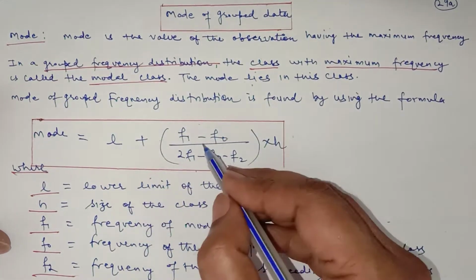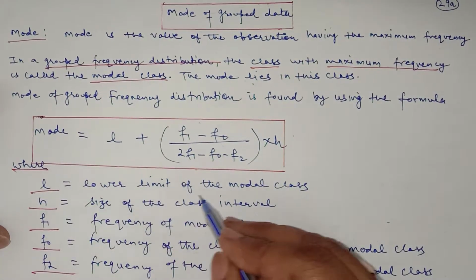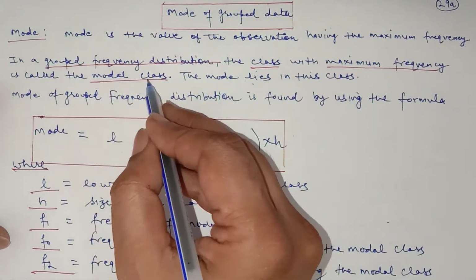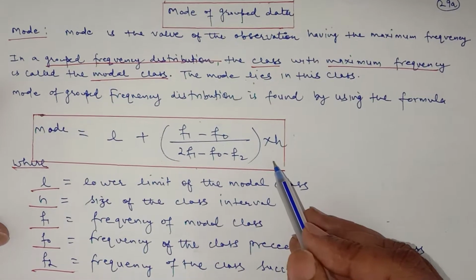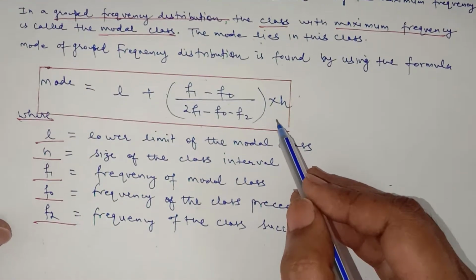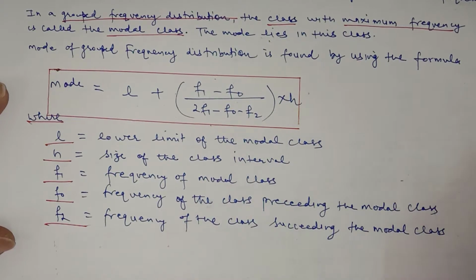Now what are these F1, F0, F2, L and h? L is the lower limit of the modal class which we have discussed. Modal class is the class which has the maximum frequency in the group data. h is the size of the class interval, class size. F1 is the frequency of the modal class, the maximum frequency we can say.